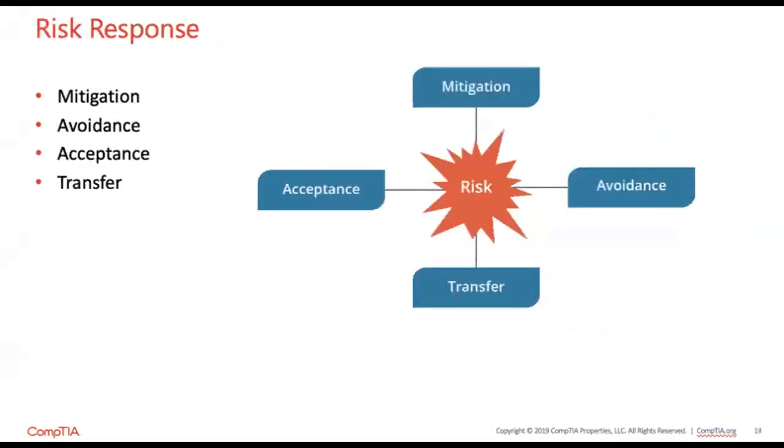Now we're going to go into risk response. Risk response deals with how do we implement and measure the reduced likelihood of the impact of risk. So for example, in the middle is risk, and then you have the four considerations, which are mitigation, acceptance, transfer, and avoidance. And we're now going to go a little bit deeper into it.